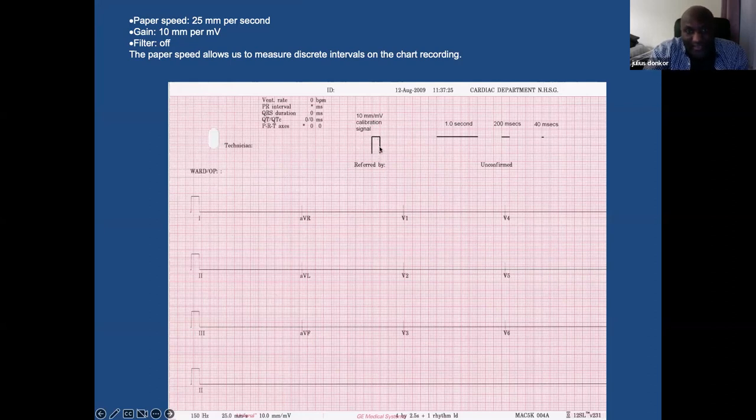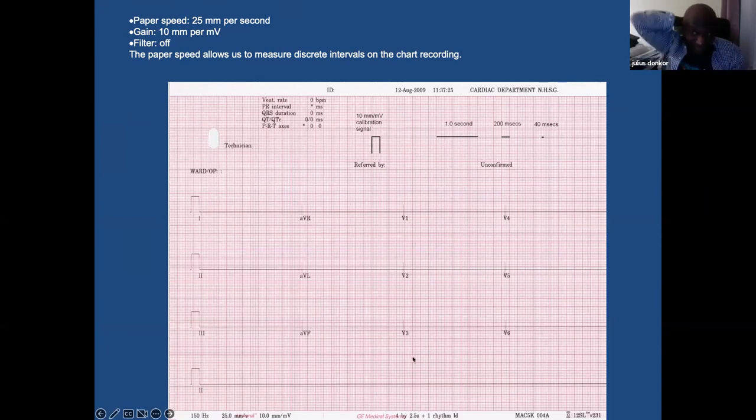So that's 5 millimeters there. That's 5 small boxes plus another 5 there. So that's 10 small boxes, and that's the per millivolt calibration signal. So always look for that. When you look at an ECG, check to see if the calibration settings are standard. And the other thing you look at is your 25 millimeters per second as well. That's known as the sweep speed. So the sweep speed should always be 25 millimeters per second.